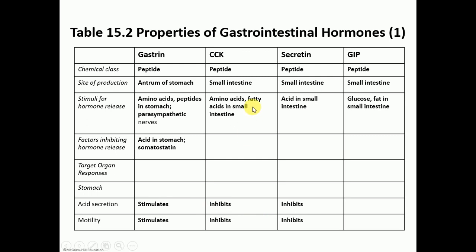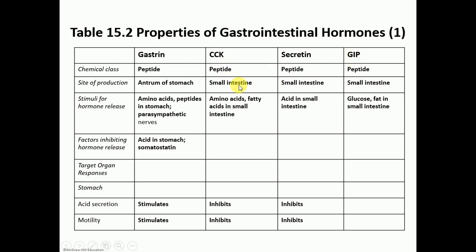Now, CCK, which is also a peptide, comes out of the small intestine. So CCK, secretin, and GIP, these are all released from the small intestine. The only one out of the four that comes out of the stomach is gastrin. Now, CCK, secretin, and GIP are going to be released when the stomach is starting to empty its contents. So as that chyme is now passing through the duodenum, that will lead to the release of these hormones.